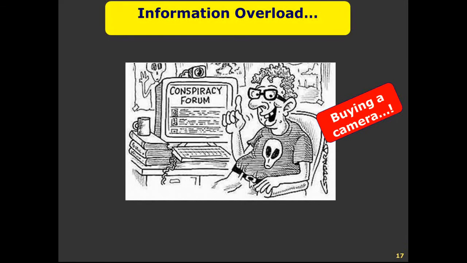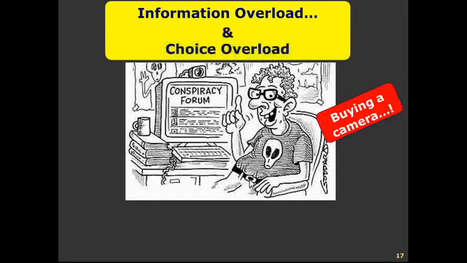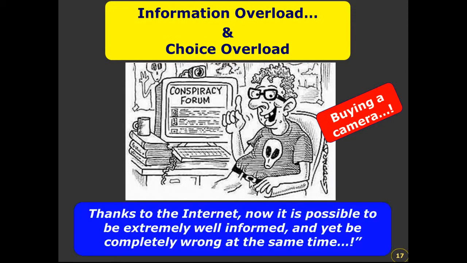But today, we Google. And what do we see? 50 reviews on cameras, which is information overload. And then we go on Amazon.com or some other similar website, and what do we see? Hundreds of cameras, choice overload. Thanks to the internet, now it is possible to be extremely well informed and yet be completely wrong at the same time.